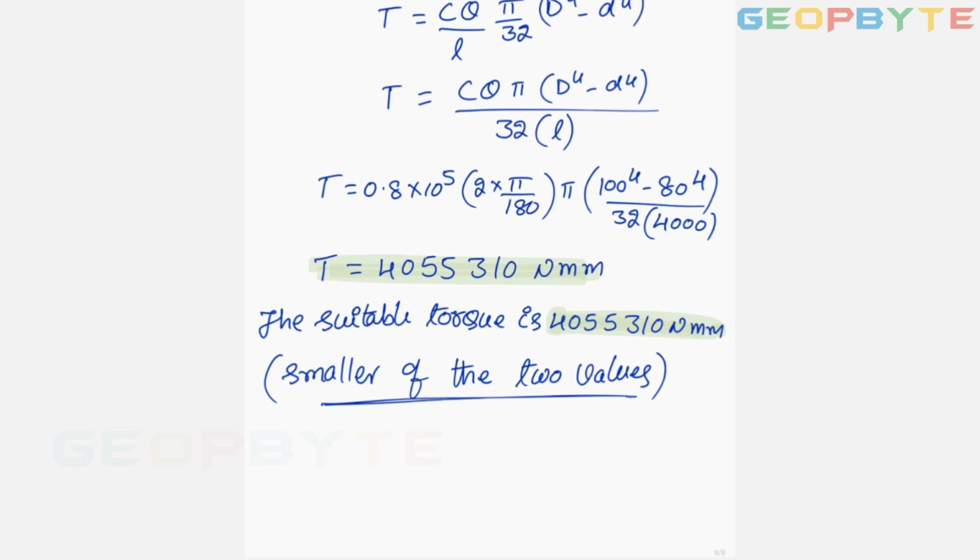Remember, diameter wise, maximum diameter should be selected. Torque wise, minimum torque should be selected for safe operation of the shaft. I hope you clearly understood this problem. These are all very, very important problems. Particularly in this video, I solved very important problems. You try to go through all these problems.